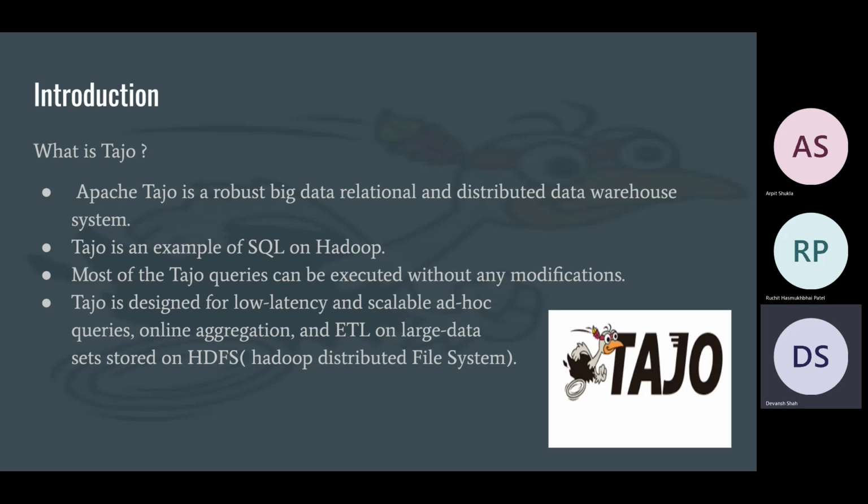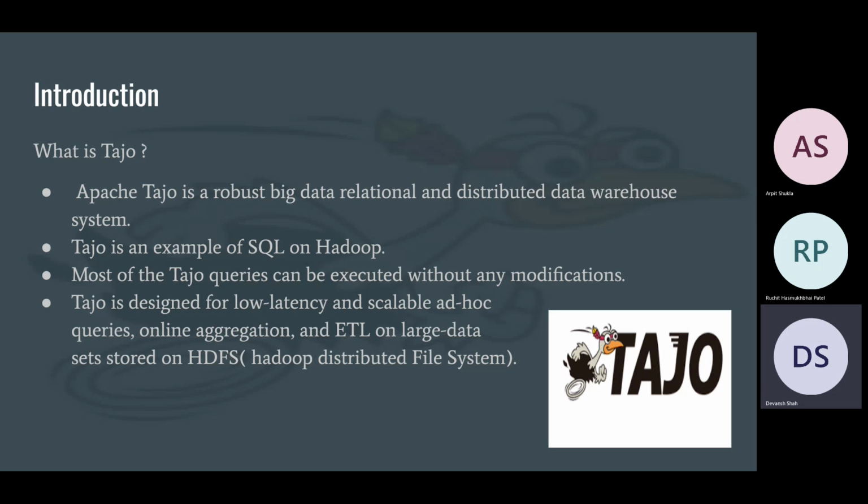So what is Tajo? Apache Tajo is a big relational and distributed data warehouse. Tajo runs SQL on Hadoop. Now you may ask, what is Hadoop? Hadoop is a framework that allows for distributed processing of large data sets across clusters of computers using simple programming models that is also developed by Apache.